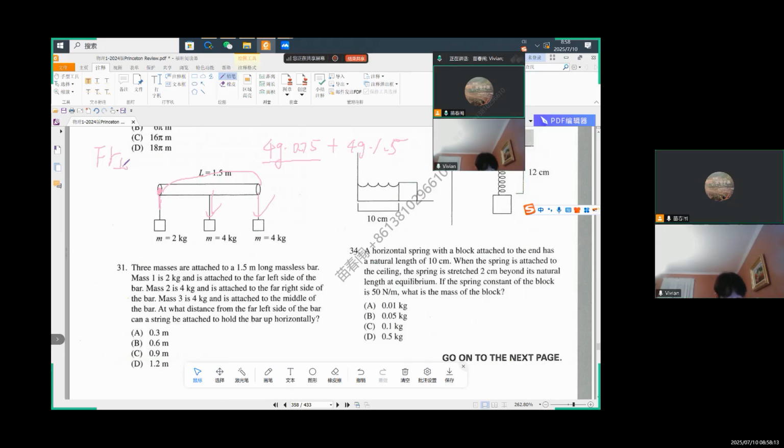At what distance from the left can a string be attached to hold it? Let's say it's here, there's a string, right? So this one should balance all that, right?